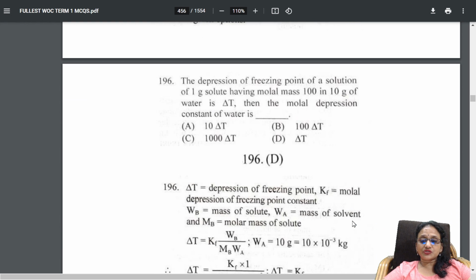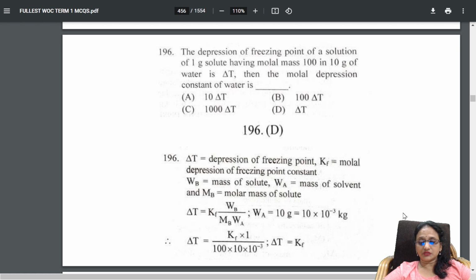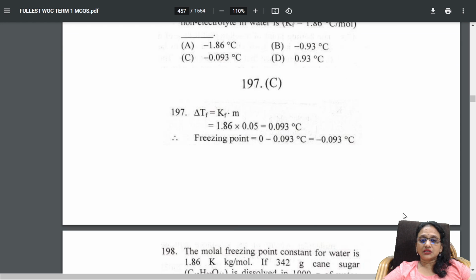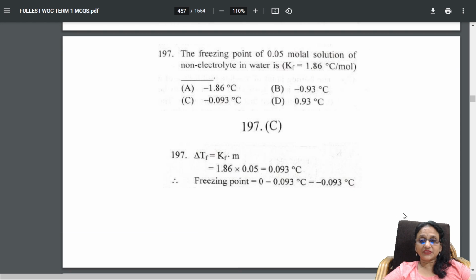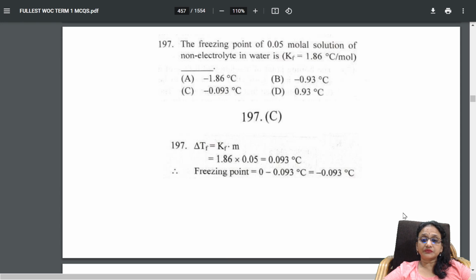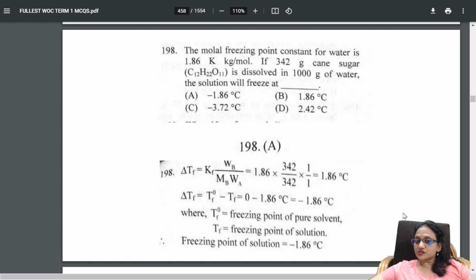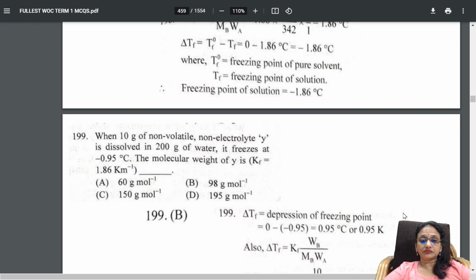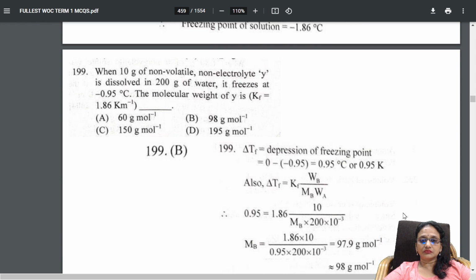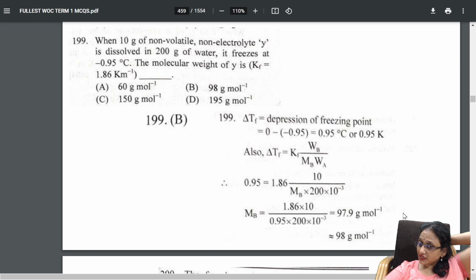And again, I'm telling you, students, please ask me the doubts you have. I'm there with you all. Please ask me doubts. Go through the questions and ask me doubts. Yeah. One more question based on your depression in freezing point, direct substitution. This is also direct substitution of your questions. So this is the calculation of the molar mass from delta TF.